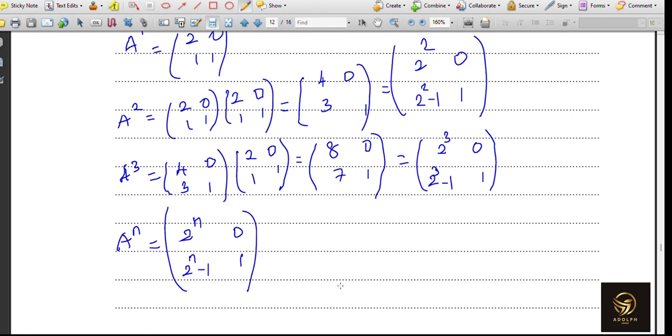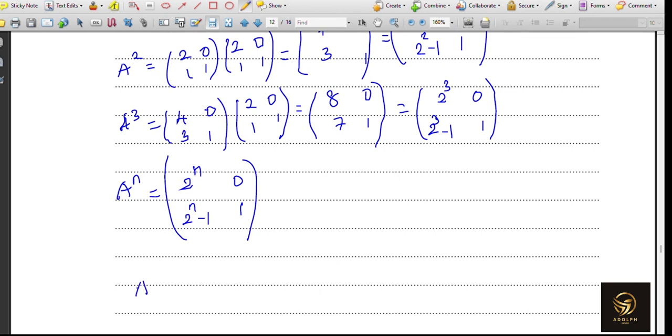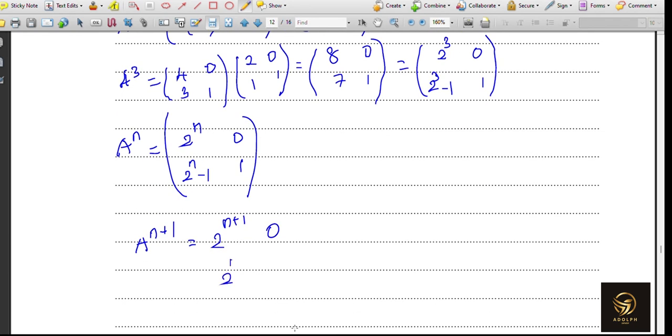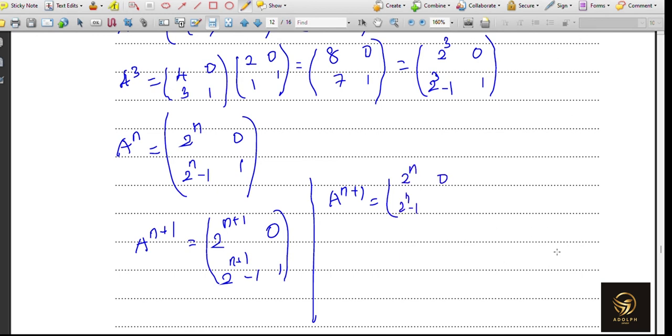Now we can check that A to the power n plus 1 is what. If A to the power n is as given, then A to the power n plus 1 is going to be 2 power n plus 1, 0, and in the denominator it's going to be 2 power n plus 1 minus 1, and 1. Let's find A to the power n plus 1 by calculation, that is multiplying 2 power n, 0, 2 power n minus 1, 1 by the matrix 2, 0, 1, 1.